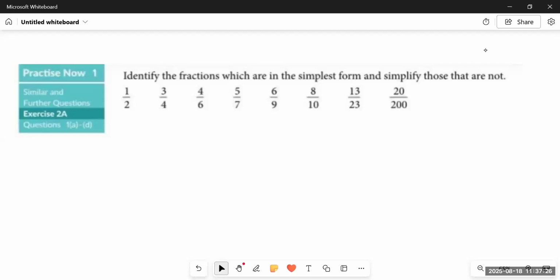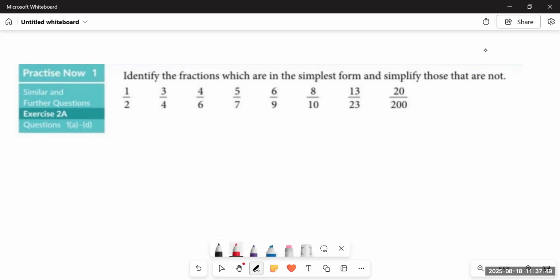In this question, it says, identify the fractions which are in the simplest form and simplify those that are not. Now here we are provided with a set of some fractions. We just have to identify which of them are already in their simplest form and which can be simplified further. So we are going to start with the first one.